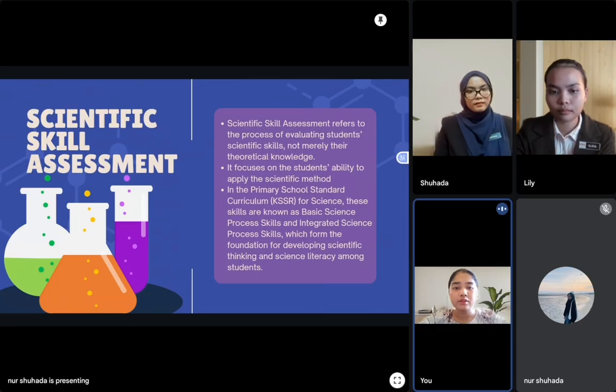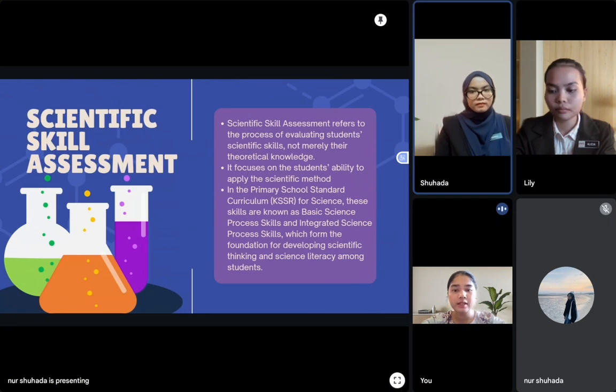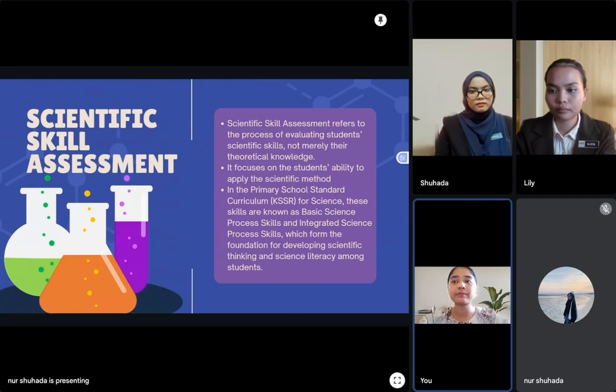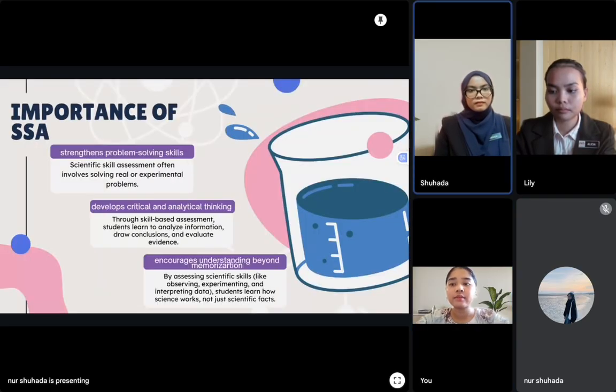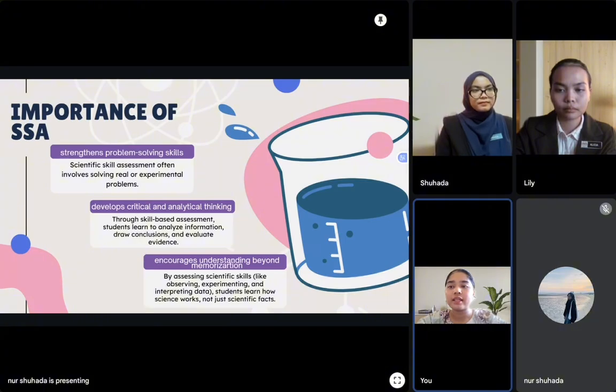In the primary school standard curriculum KSSR for science, these skills are known as basic science process skills and integrated science process skills, which form the foundation for developing scientific thinking and science literacy among students. And this is the importance of scientific skill assessment, SSA.